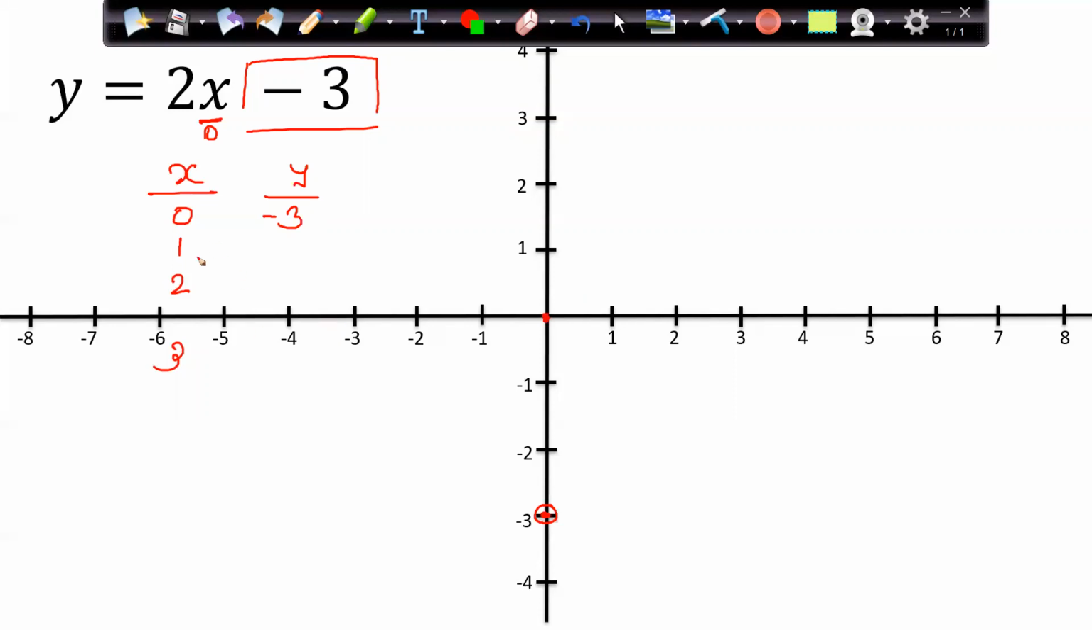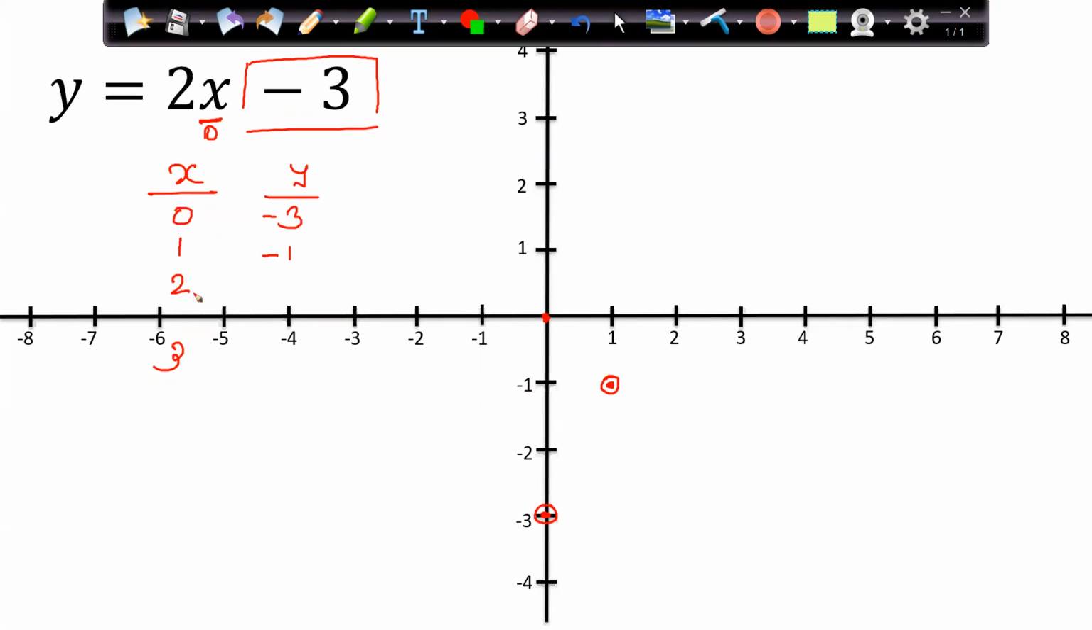Then when my x is equal to 1, what is my y? 2 into 1 minus 3. That means 2 minus 3, and 2 minus 3 is minus 1. So when my x is equal to 1, my y is coming out as minus 1. So this is the point. When x is equal to 1, my y is minus 1.